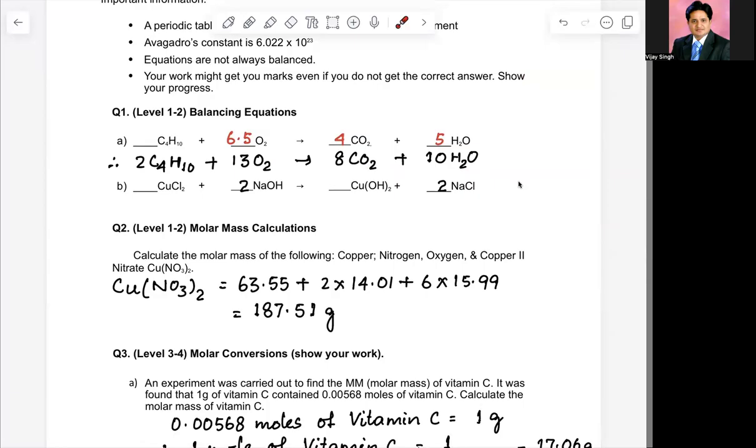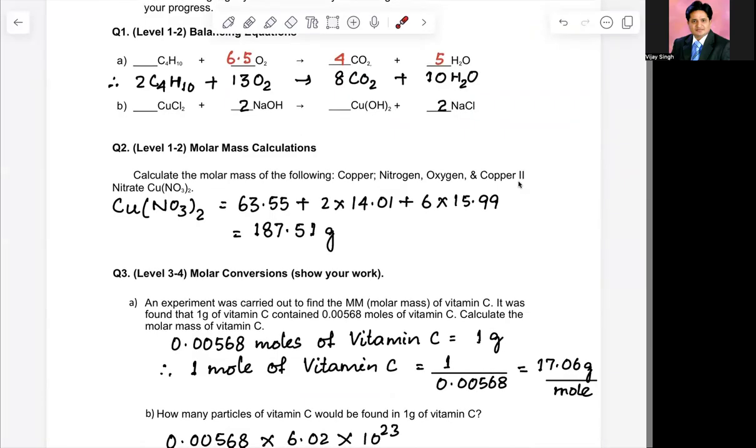Second one, you had CuCl2 plus NaOH gives Cu(OH)2 plus NaCl. Now, I have 2 chlorine here, and here there was 1 chlorine. So first I balanced chlorine. I put 2 here, and my chlorine is balanced. But in doing so, I changed the number of sodium. So my sodium is 2, so I can put 2 here, and my sodium is balanced. Now I have 2 oxygen and 2 hydrogen, and this equation is balanced now.